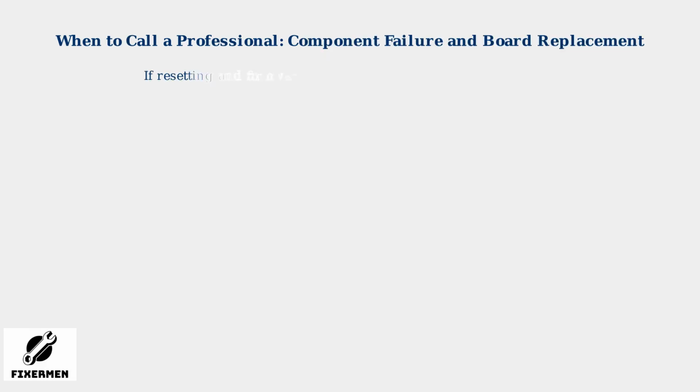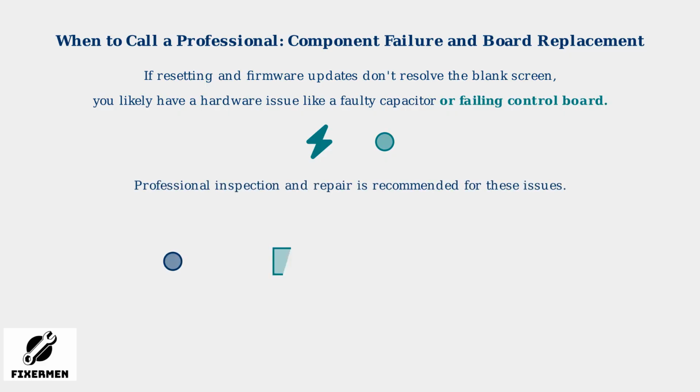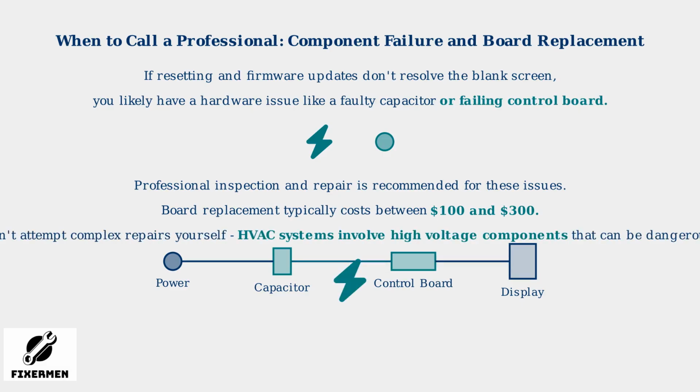If resetting your display and updating firmware don't resolve the blank screen, you likely have a hardware issue like a faulty capacitor or failing control board. These components can degrade over time, especially in humid environments, leading to intermittent blank screens. Professional inspection and repair is recommended for these hardware failures. Board replacement typically costs between $100 and $300, depending on the model and labor. Don't attempt complex repairs yourself. HVAC systems involve high-voltage components that can be dangerous if mishandled.